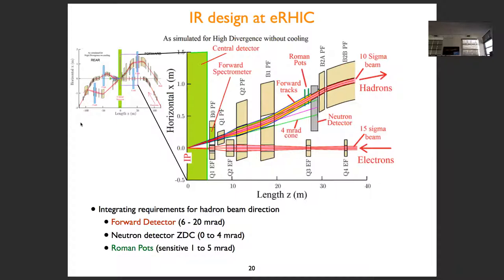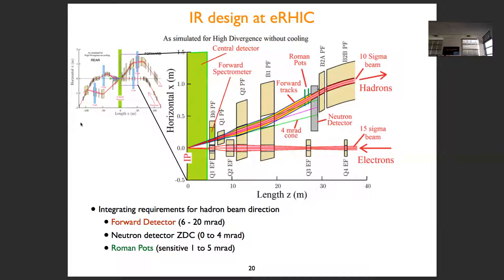How does it work with polarization on these hadrons? If you start to do these crossings and bending and so on, can you keep the polarization? Oh yeah, polarization is fine. This is 70% hadron polarization. For longitudinal or transverse? This is both. Right.